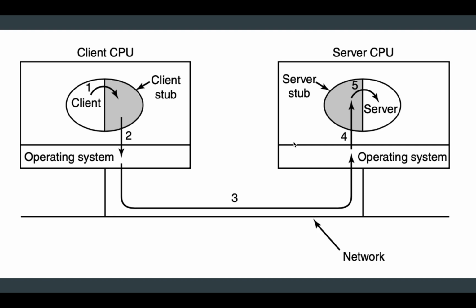And then once we get to the server stub, this is where the exact opposite of what happens in the client CPU occurs. So instead of marshalling, we will unmarshal all the parameters, and then once the message is returned, we send the message back to the client CPU.